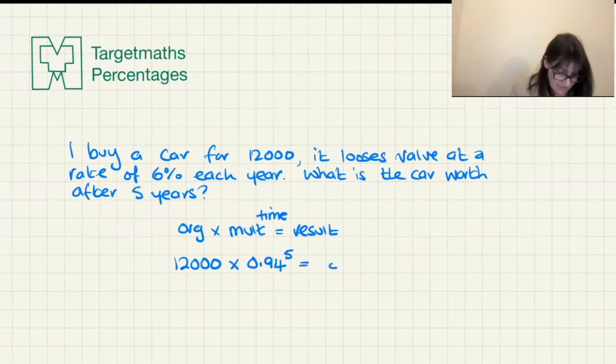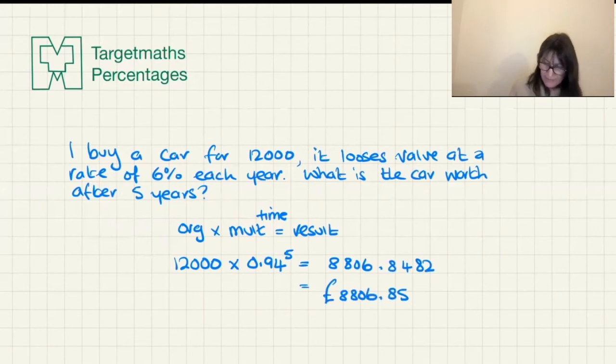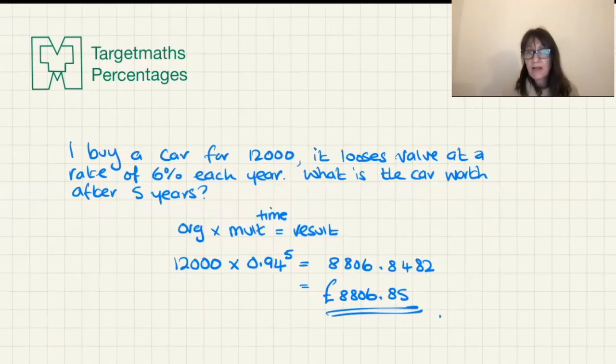And that gives me 8806.8482, which is 8,806.85. So even if it's a decrease over time, it's done in exactly the same way. A multiplier is a multiplier, never going to have a different way of doing a multiplier. So we should be really good at that by now.